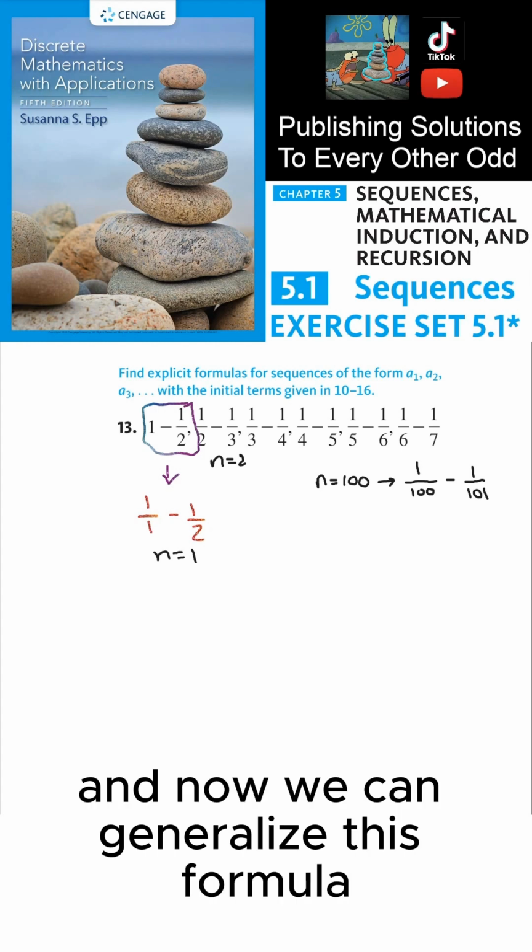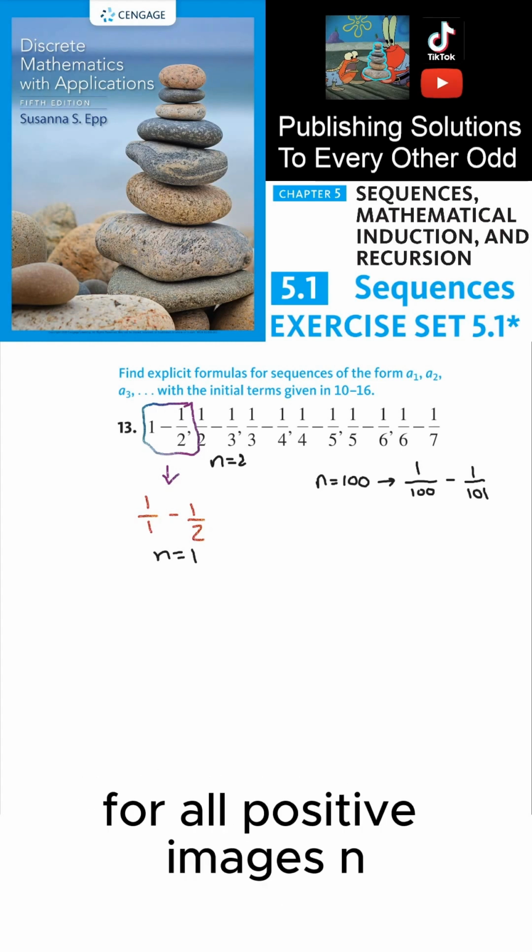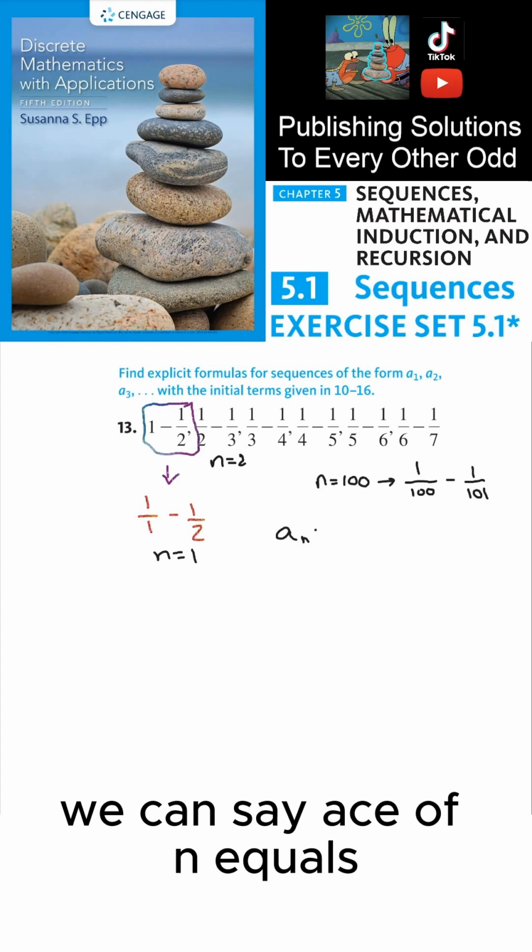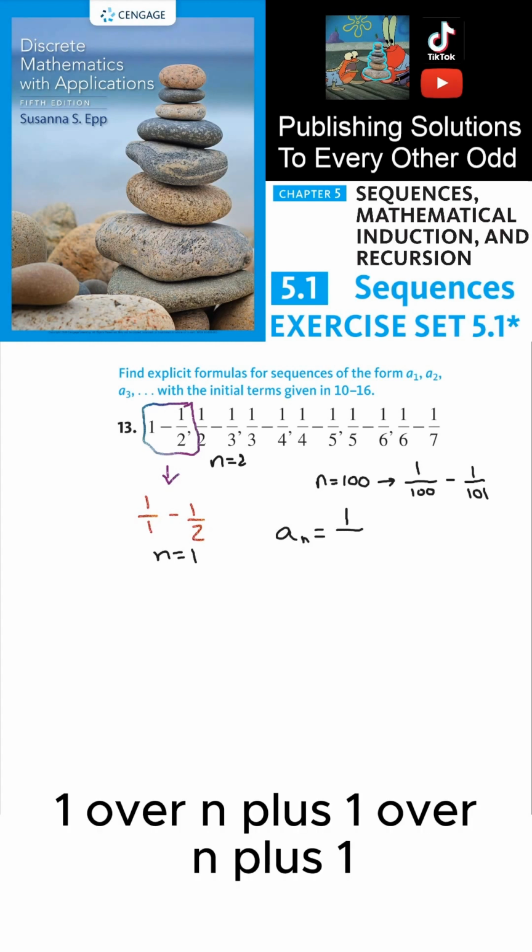And now we can generalize this formula for all positive integers n. We can say a sub n equals 1/n minus 1/(n+1). And that's the explicit formula.